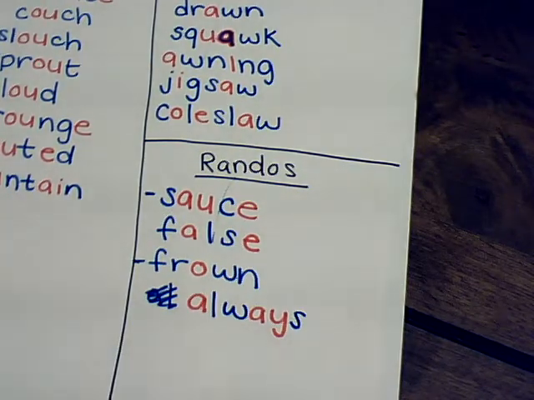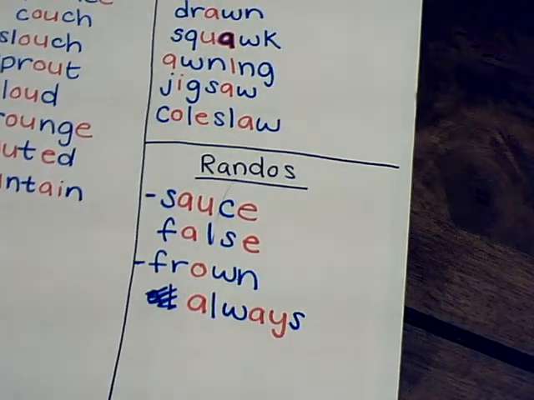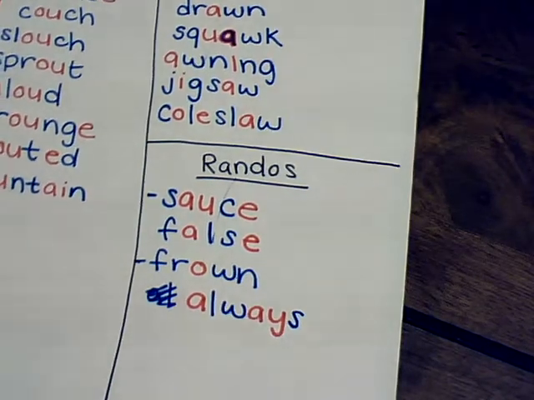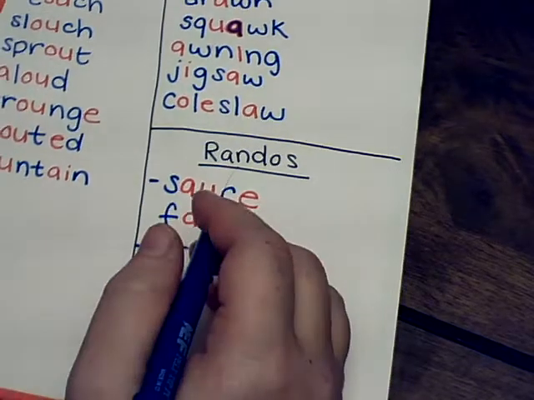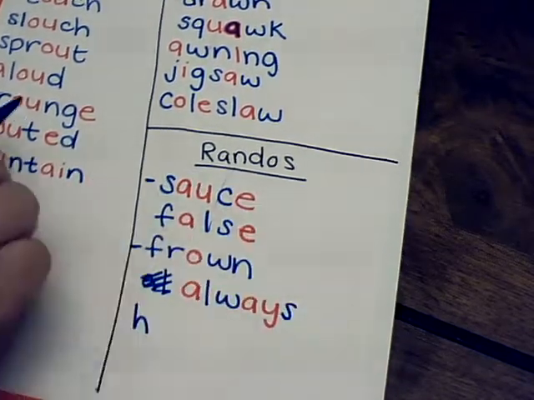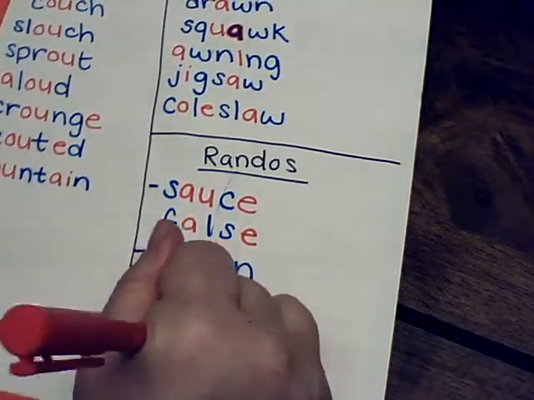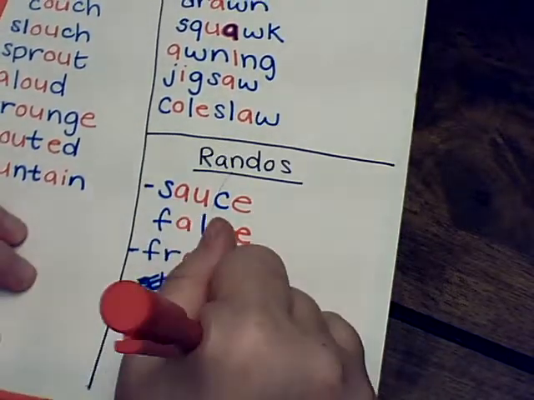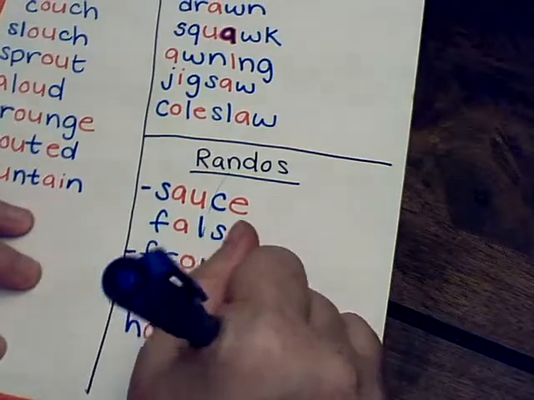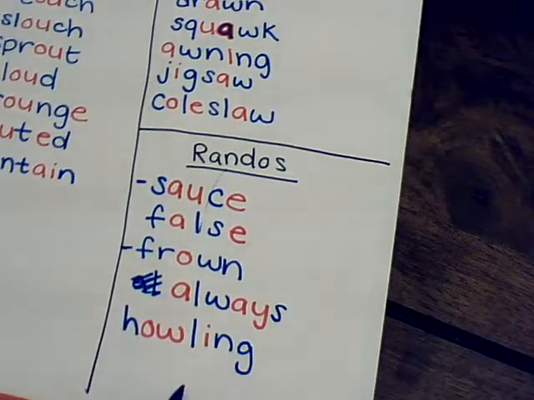And last word on our list for the random words is howling. So, ooh, all these randos are just for tricks. Okay, so we're going to do H, howl, ow, O-W, howl. And then I, ing, G. Howling is a good one for Halloween.